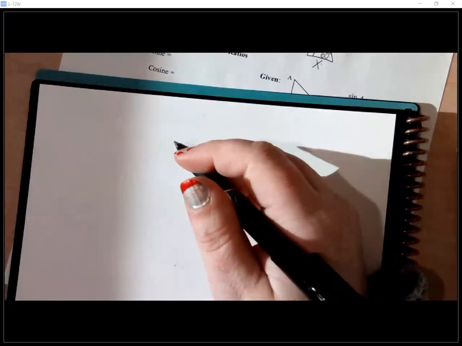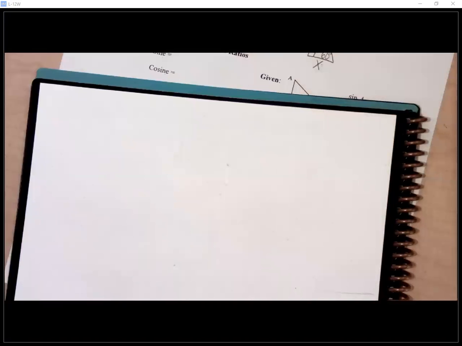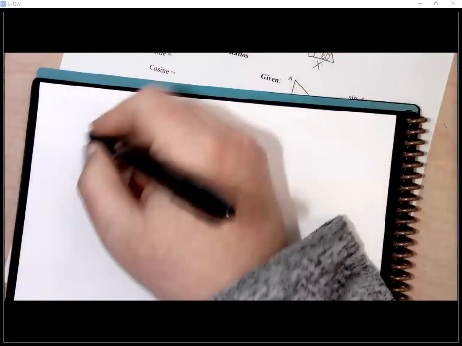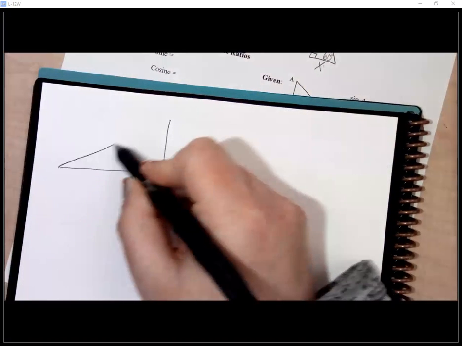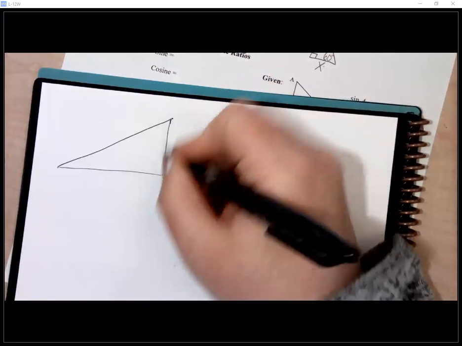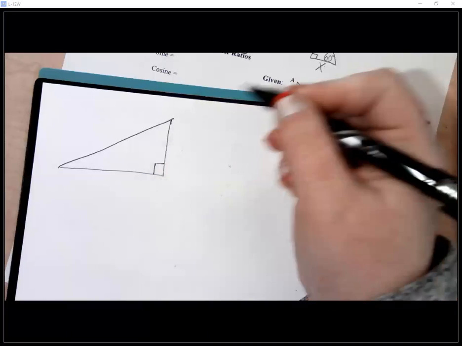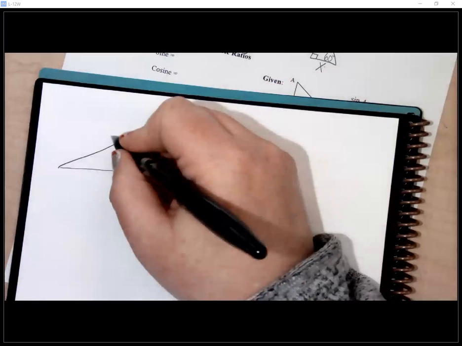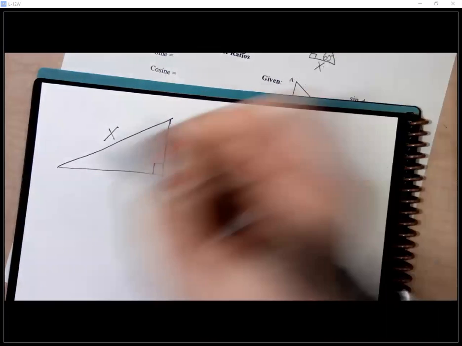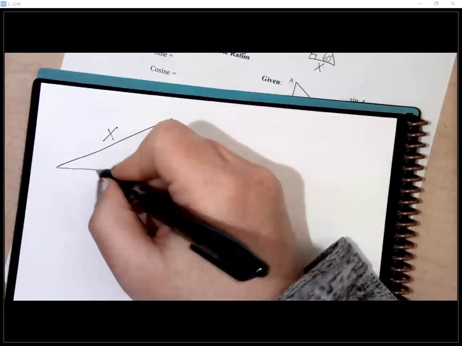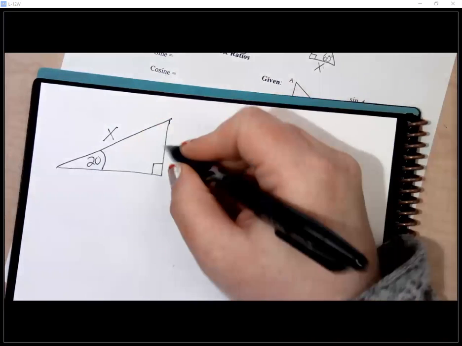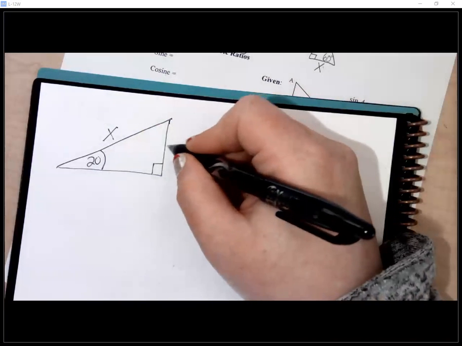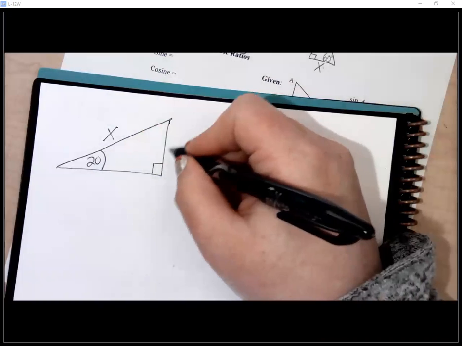Okay. So, new triangle. Here's my right angle. Let's say this time I'm looking for that angle. Let's make it, you could be a 20-degree angle, whatever. And how about this side is, who cares, it really doesn't matter, 8.